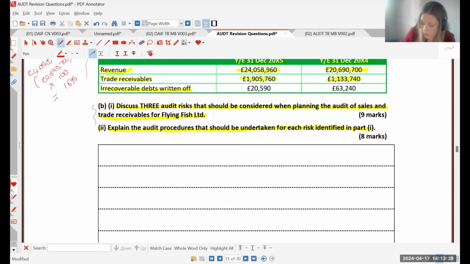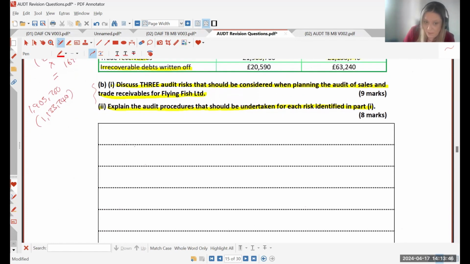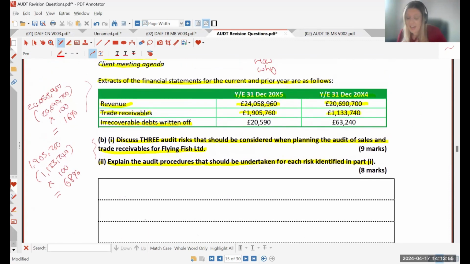So same as what we did before, we're going to do our 1,905,760 minus our 1,133,740 to find our difference in a number, and times it by 100 gives us a 68% increase on trade receivables. That is huge. 68% increase on the amount of customers that owe this company money. And that's a lot bigger than the increase in sales or in revenue. Yeah, definitely we can see some risks piling up here, can't we?